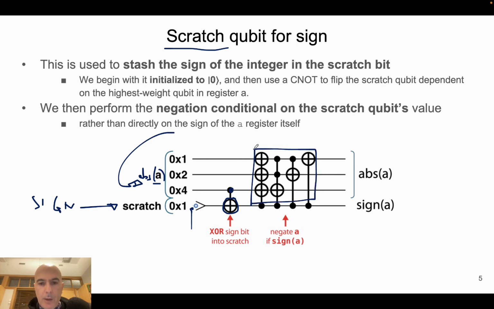This is the negation operation that we saw in the previous lecture when doing quantum arithmetic on the scratch qubits. So if this qubit is 1, that means that the sign is negative, then we're going to perform a negation operation on the quantum register A. So we see that this scratch qubit is coupled to the register A, takes the sign, stashes the sign, and then we use this qubit to make a conditional negation on the quantum register A.